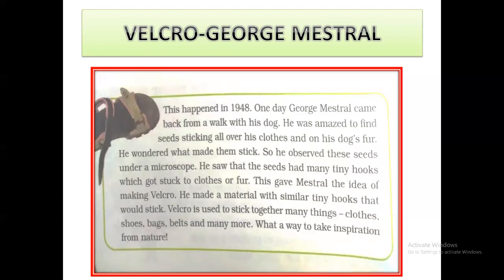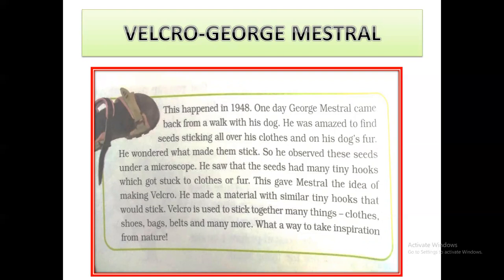He made a material with similar tiny hooks that would stick. Now, Velcro is used to stick together many things, our clothes, shoes, bags, belts, and many more. Even in your school shoes, there is a Velcro. What a way to take inspiration from nature.